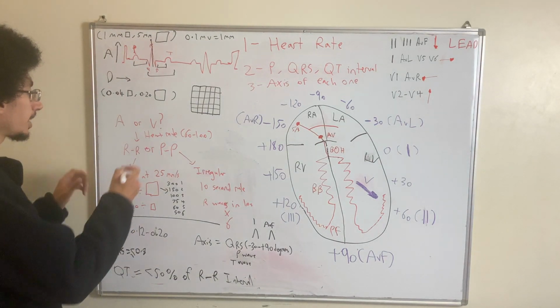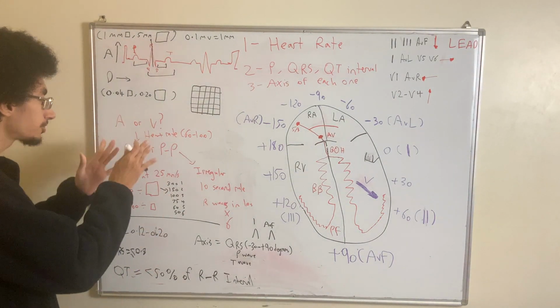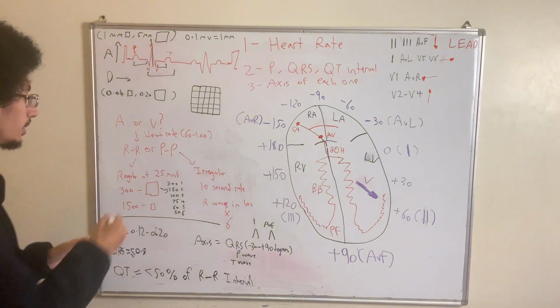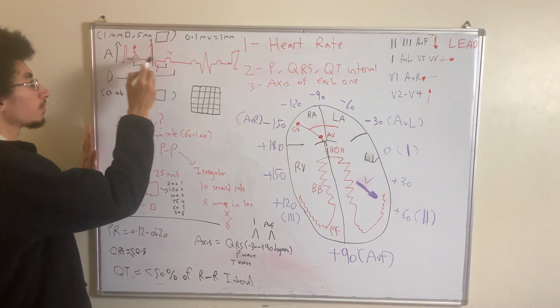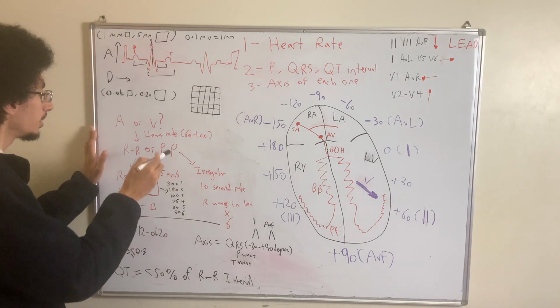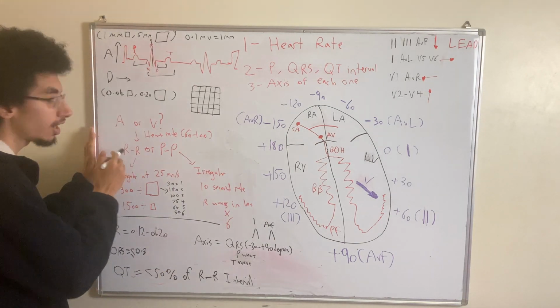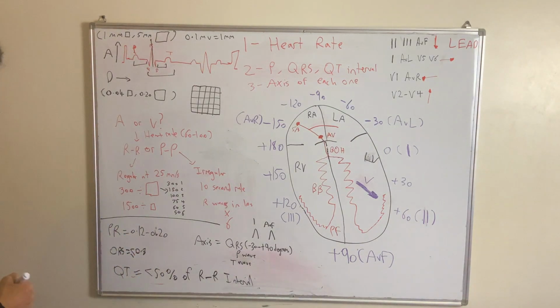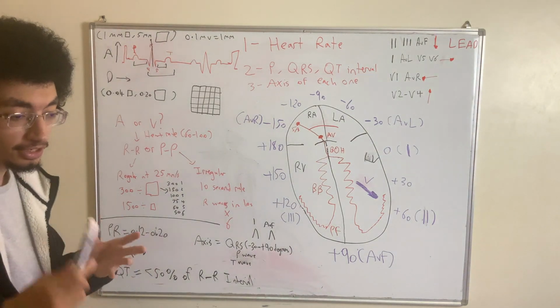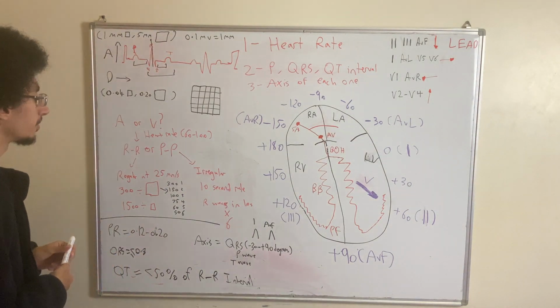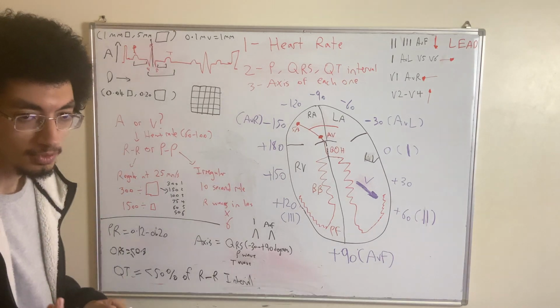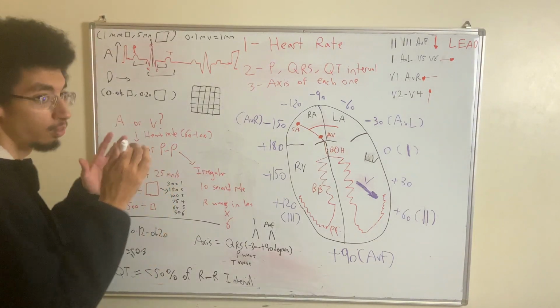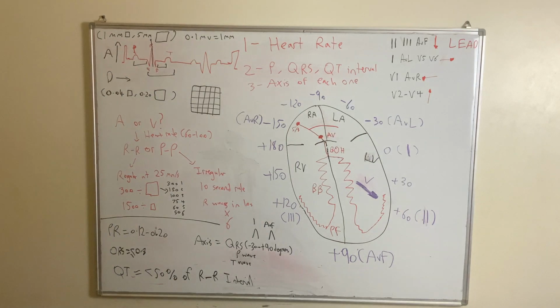Mumtaz? First, I need to ask myself what the heart rate is. Atrial or ventricular? If atrial, the PP interval between this one and this one. Mumtaz? If ventricular, RR interval. Mumtaz? Then, if I find the interval, next I need to ask myself, is it a regular rhythm or an irregular rhythm? What does that mean? That means very simply, Mumtaz?